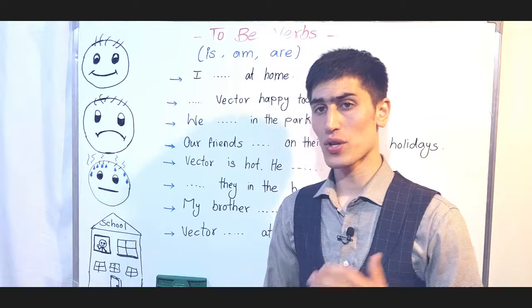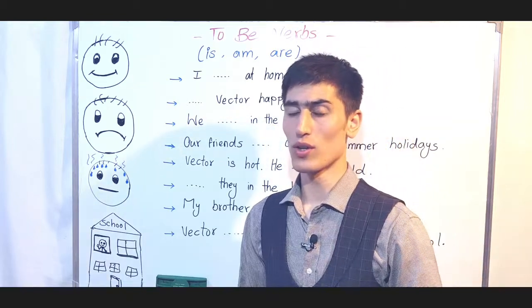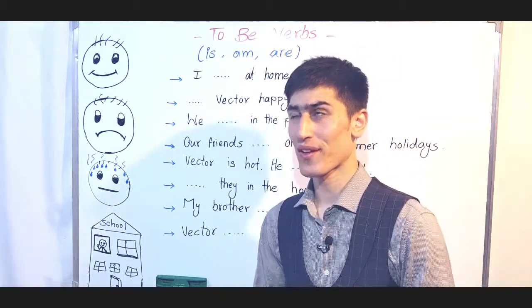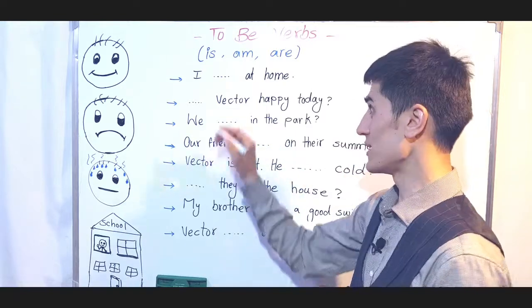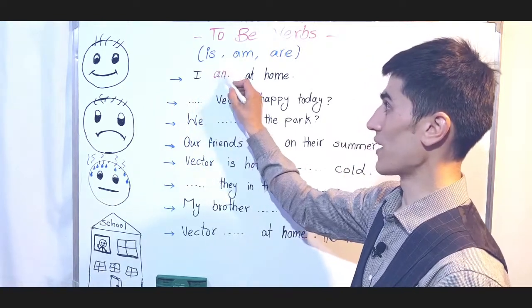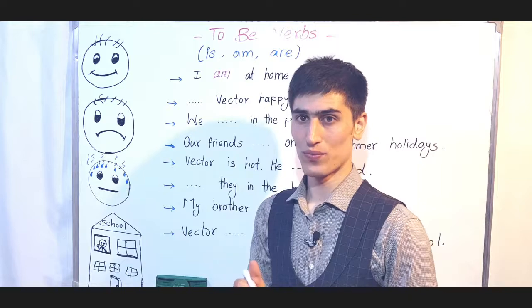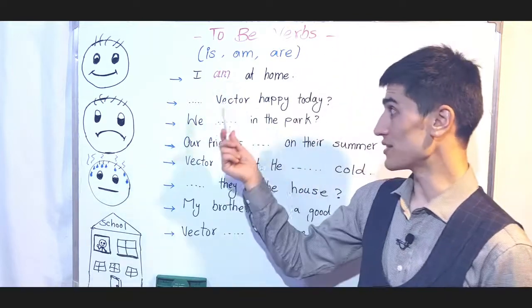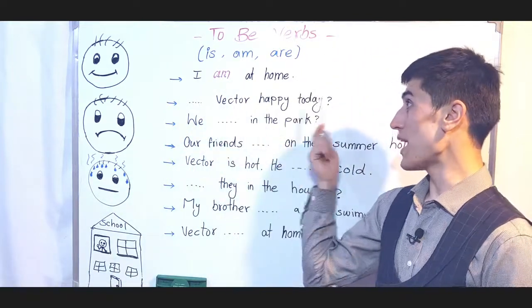So I want you to use a to be verb here. What to be verb do you use? If you said am, then that's the correct answer. I am at home. Good.